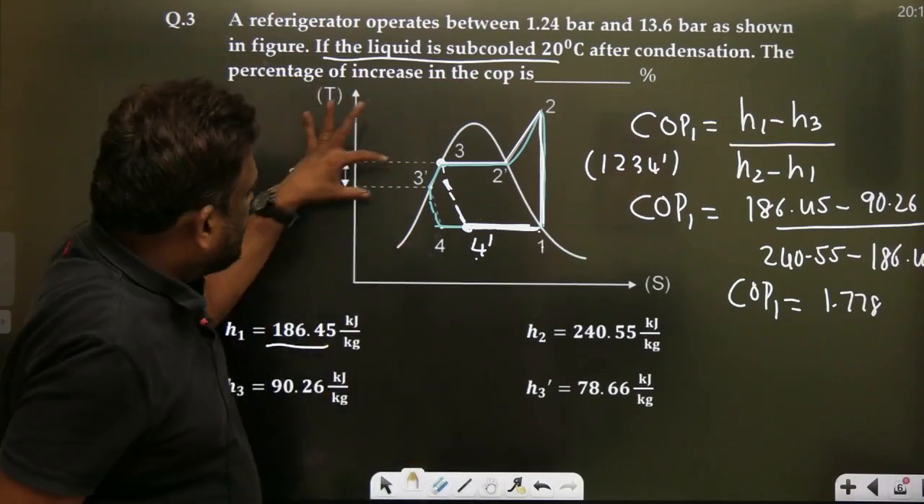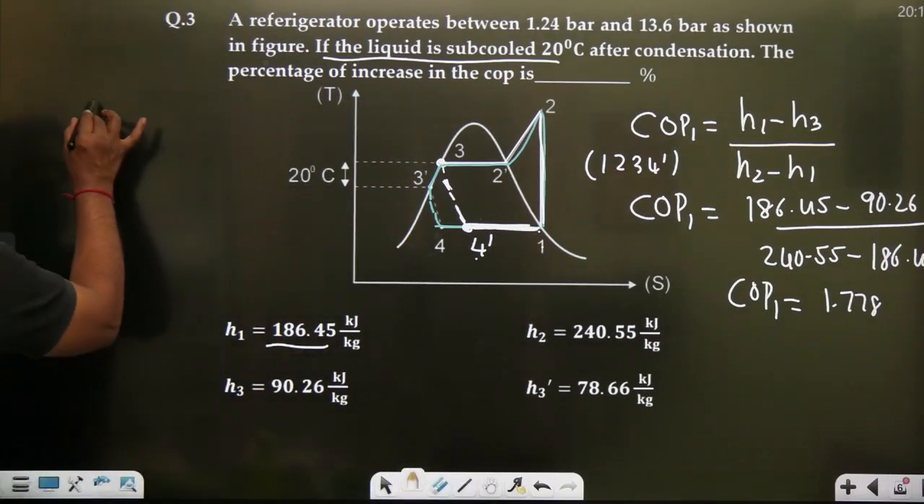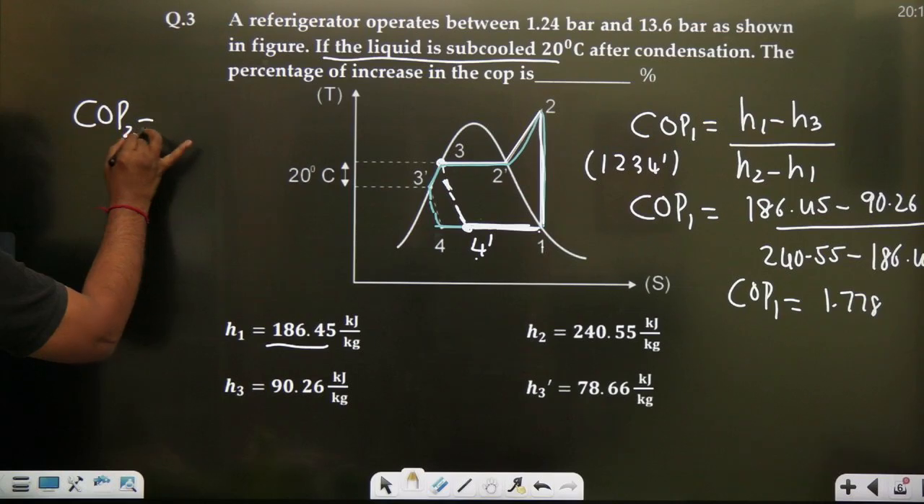Now what he says is, with respect to the original cycle, what is the increase in COP if there is a subcooling by 20 degrees? So now let us calculate the new cycle COP. What is the COP, sir?